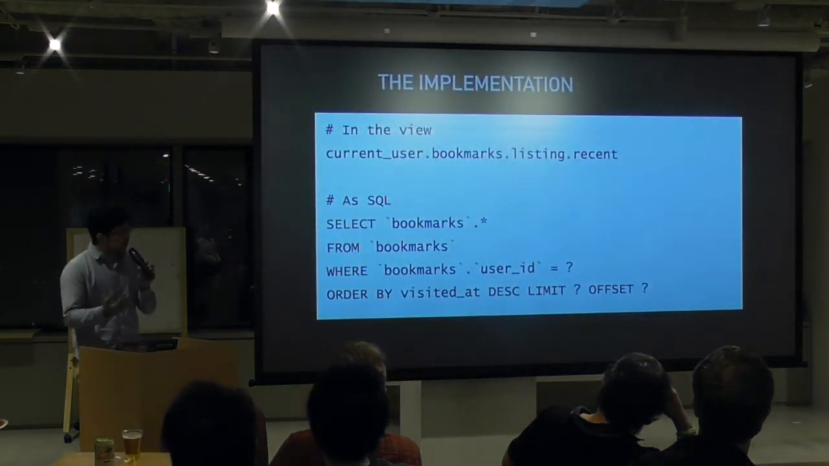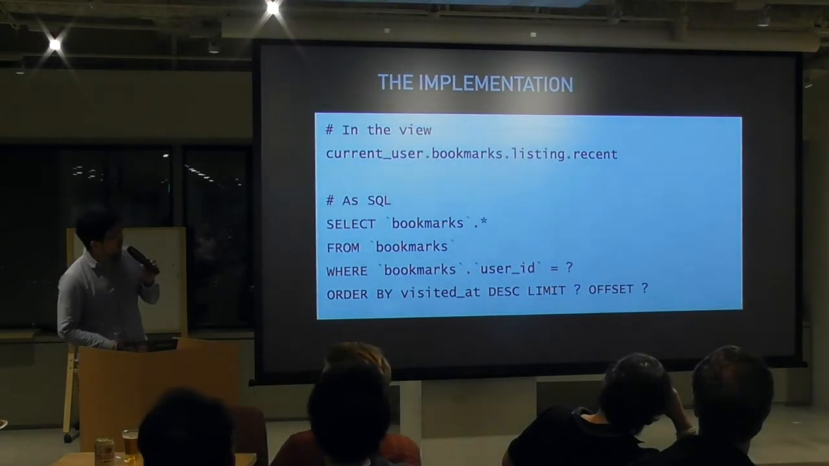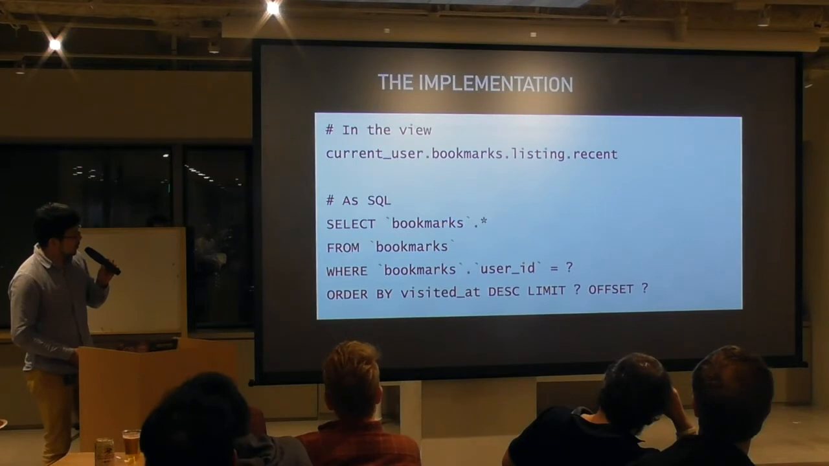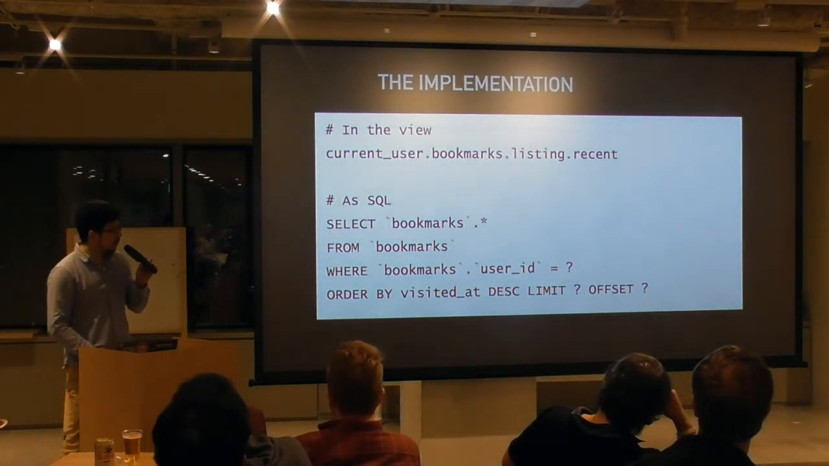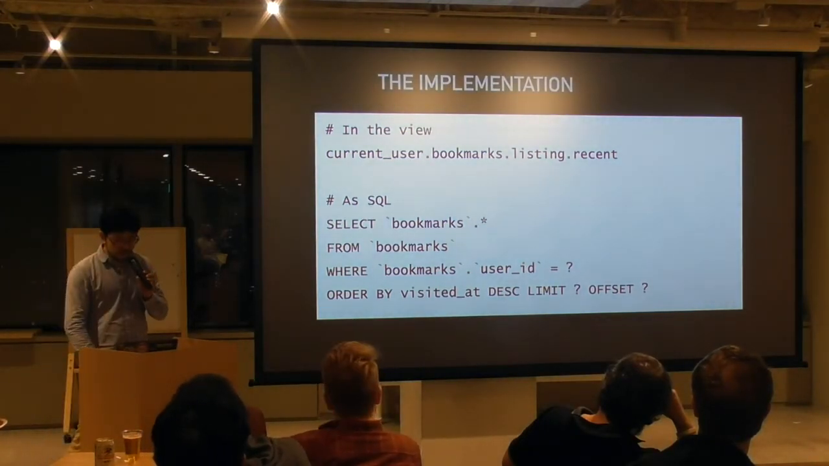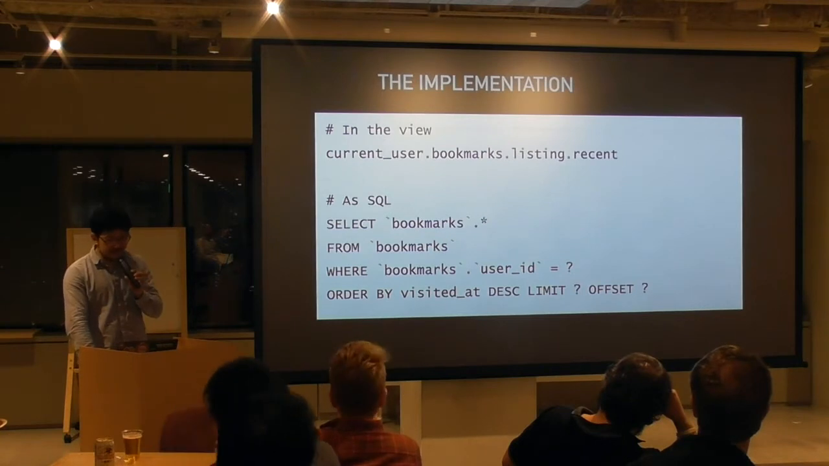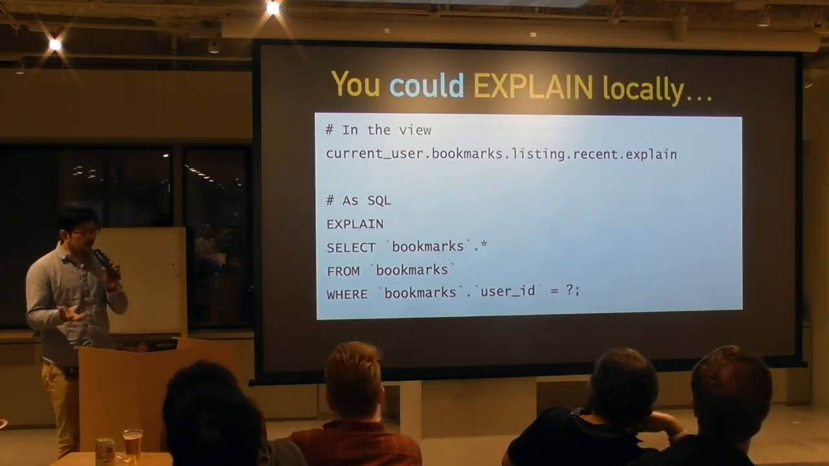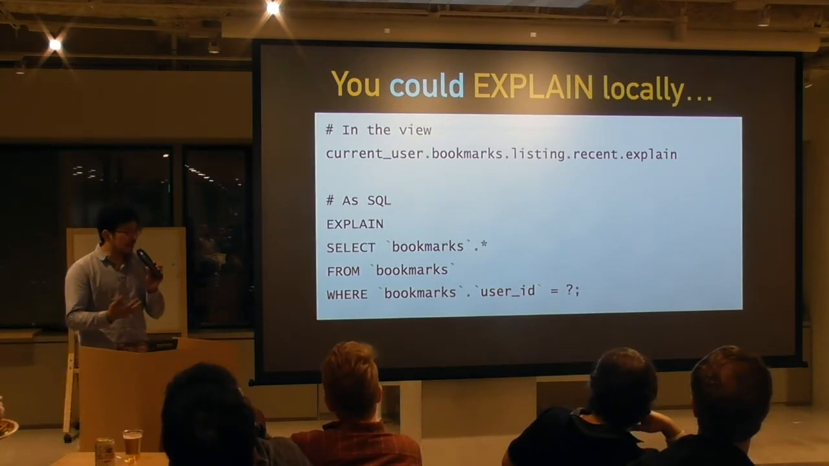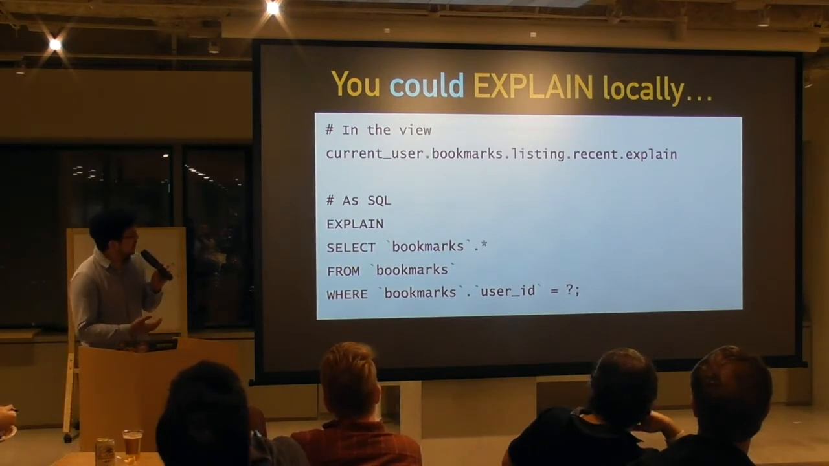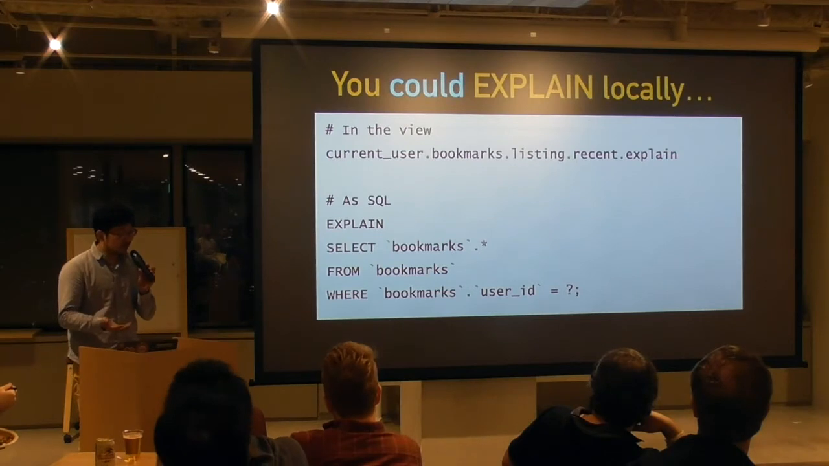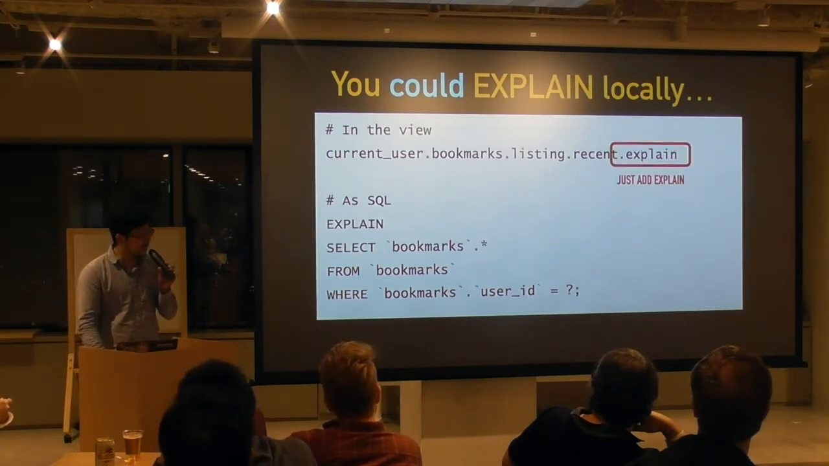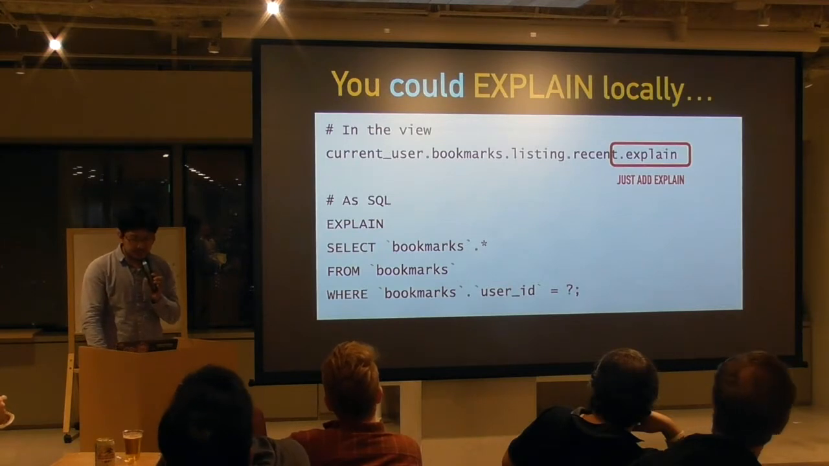For the bookmark screen, the implementation of the view looks like this: current user, bookmarks, listing recent, and the SQL looks fairly innocent. You're selecting from the bookmarks, ordering, and you have a limit and an offset. Because it's slow, the usual thing you think is, oh, probably the query is slow because there's a lot of data. To figure out what's happening, you can explain locally, just add explain. It's a nice Rails feature.